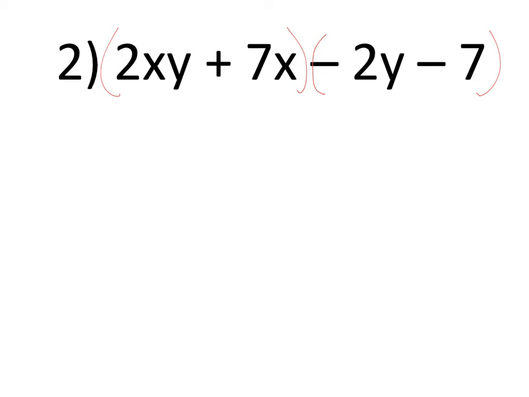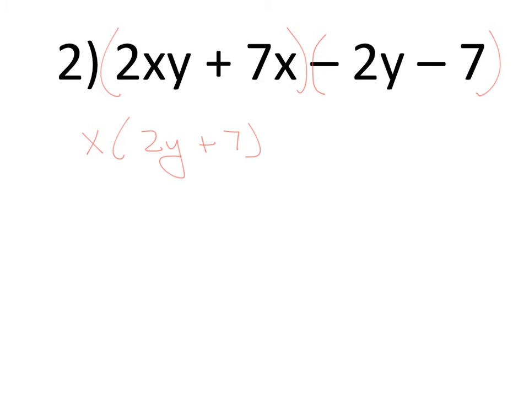Okay, so anytime you've got a negative, make sure it stays with the number. All right, so in this first grouping here, I can pull out an x, and I would have 2y plus 7 left. Okay, now to get the insides to match, because remember I said the insides have to match here.